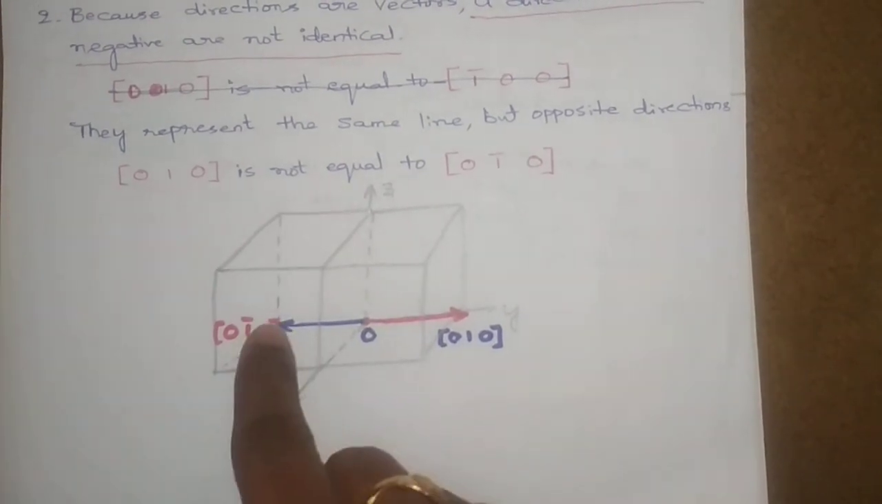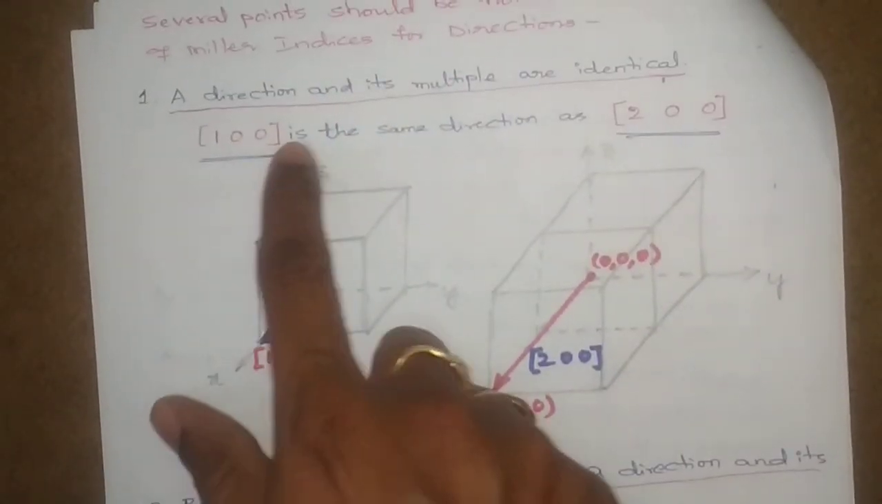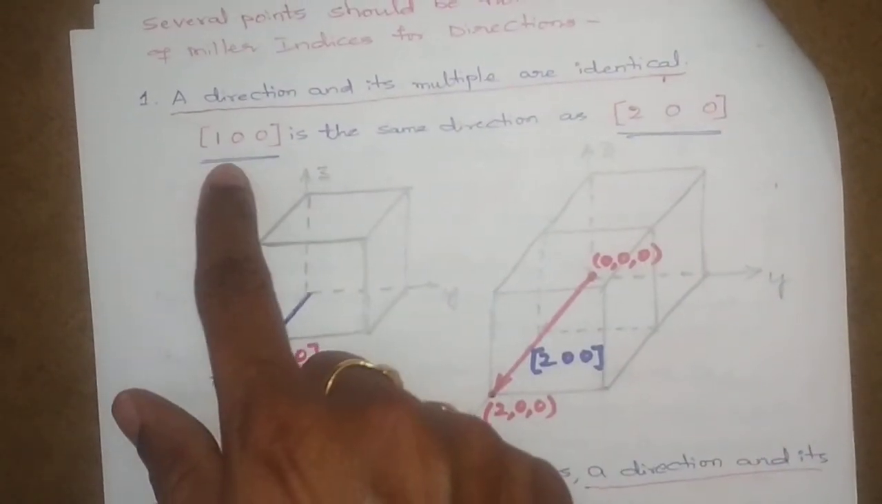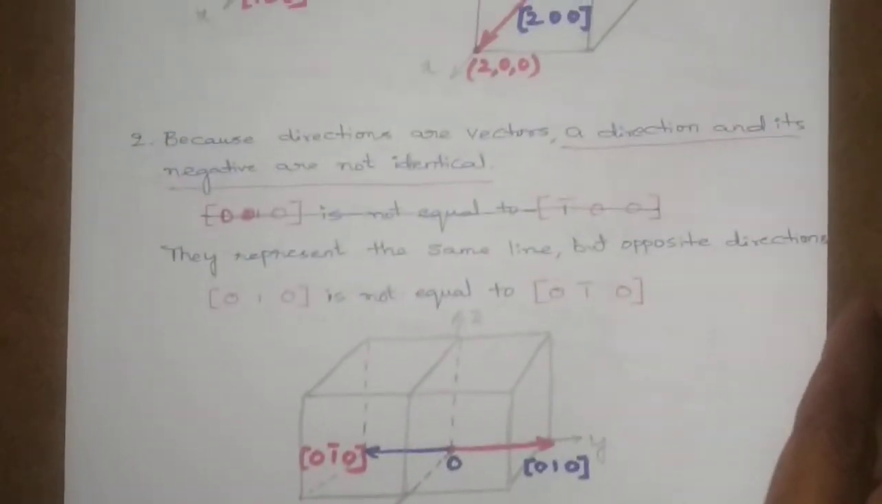So you can see a direction and its negative are not identical, whereas a direction and its multiple are identical. So 1, 0, 0 is equal to 2, 0, 0, whereas 0, 1, 0 is not equal to 0, 1 bar 0.